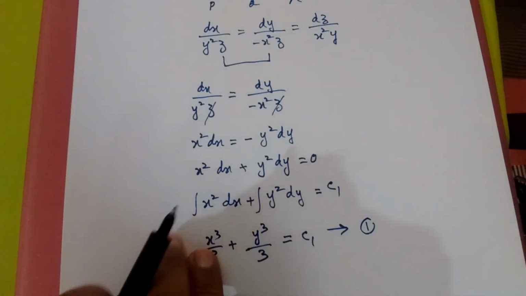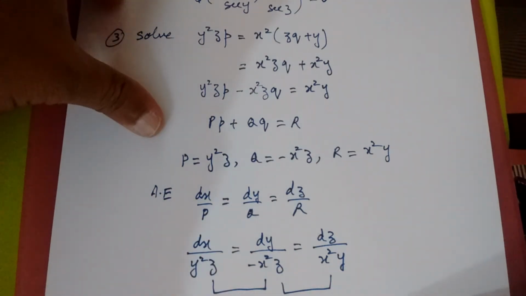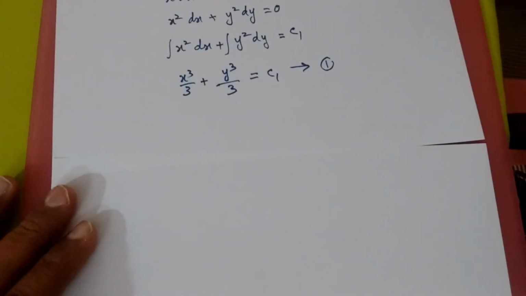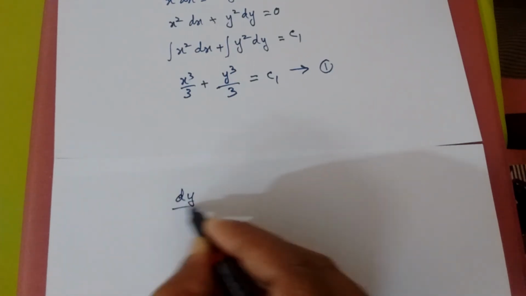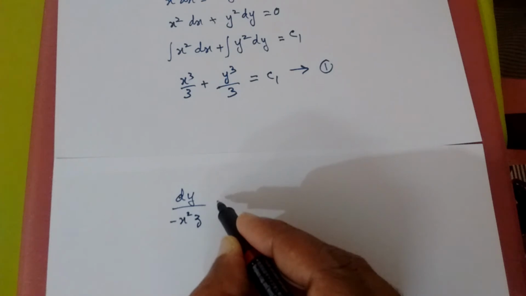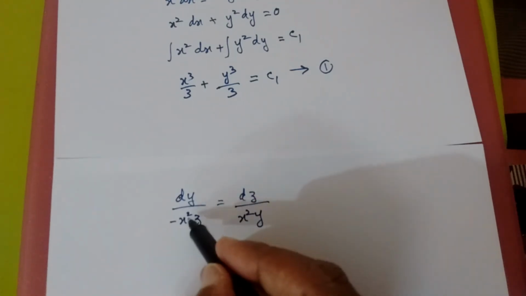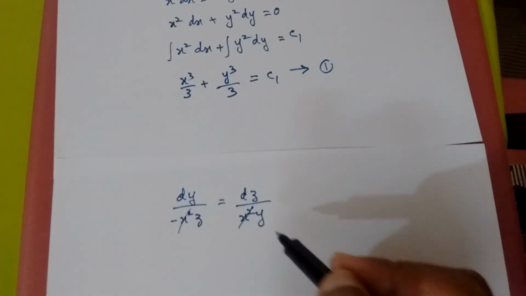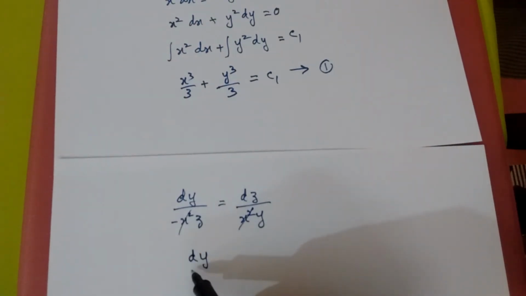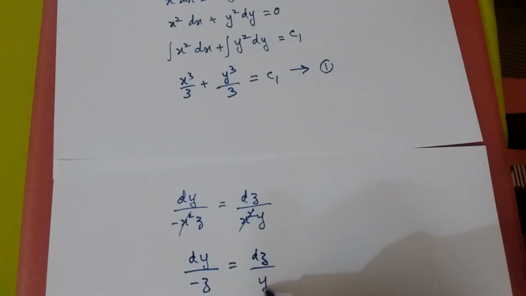Now let us move on to the next equality. These two equalities we'll try to take. The next equality that you have is dy/(−x²z) = dz/(x²y). So here this x² and x² will cancel out. Therefore, if you rewrite this expression, it is dy/(−z) = dz/y, where you are left with y.